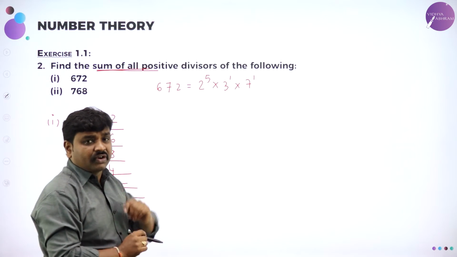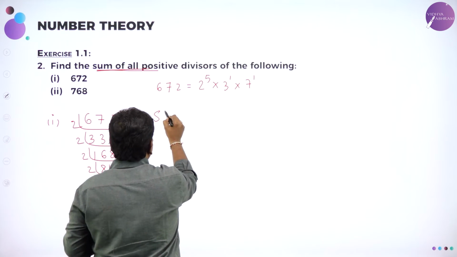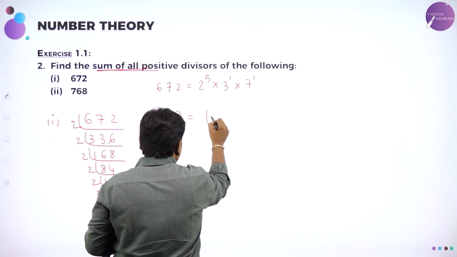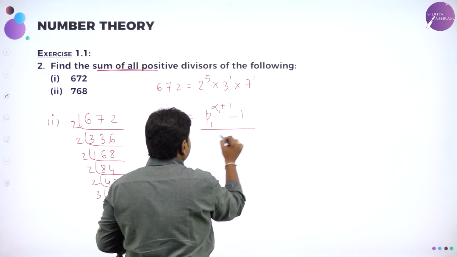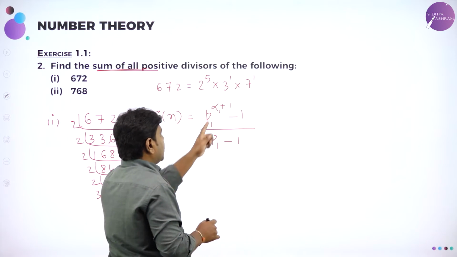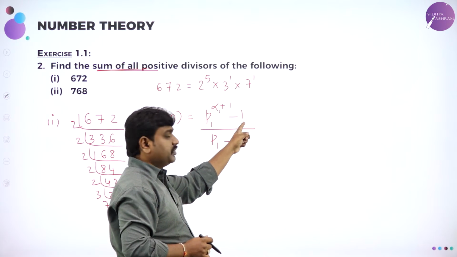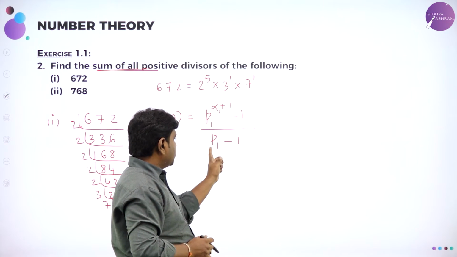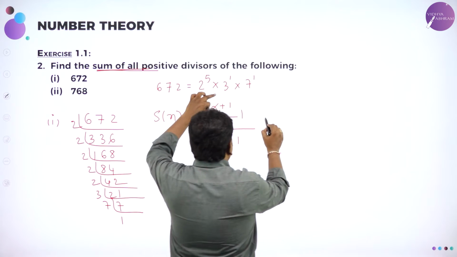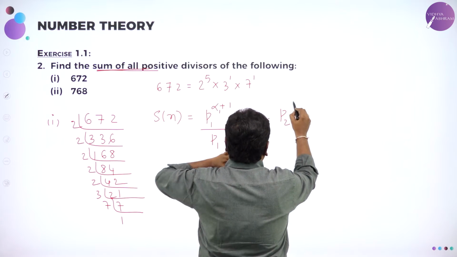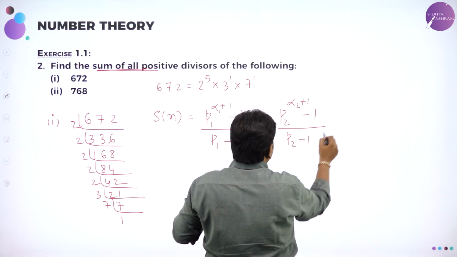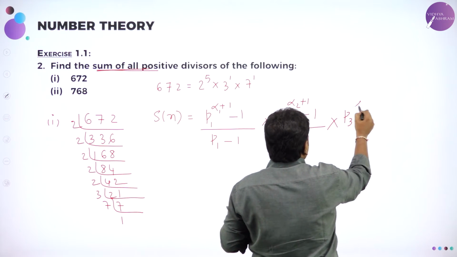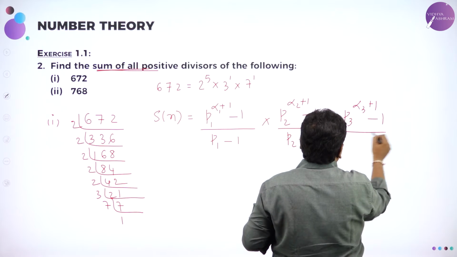All of you know the formula for the sum of divisors, S of n. What is S of n? P1 power alpha 1 plus 1, minus 1, divided by P1 minus 1. It means add 1 to the power and subtract 1 from the base. In the denominator, base minus 1. Into the second one, P2 power alpha 2 plus 1 minus 1 divided by P2 minus 1. And the third one, P3 power alpha 3 plus 1 minus 1 divided by P3 minus 1.